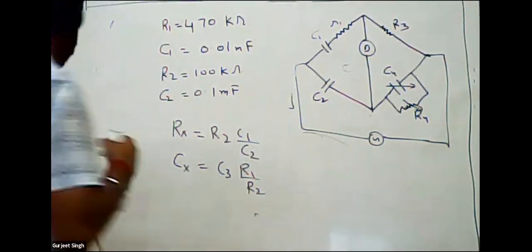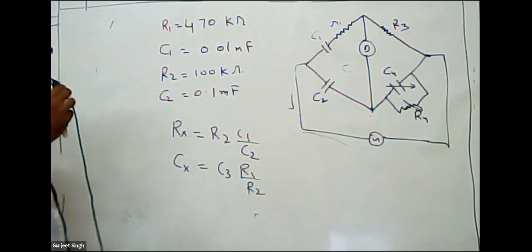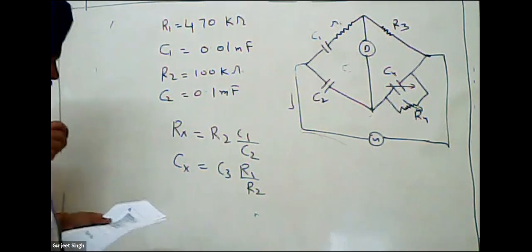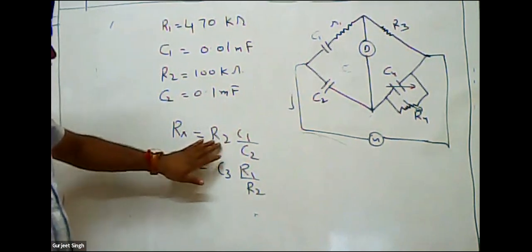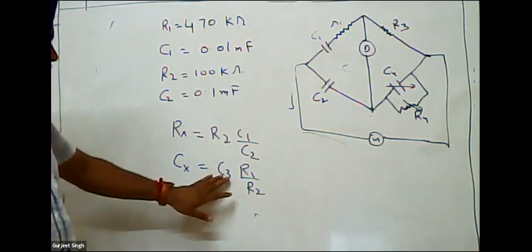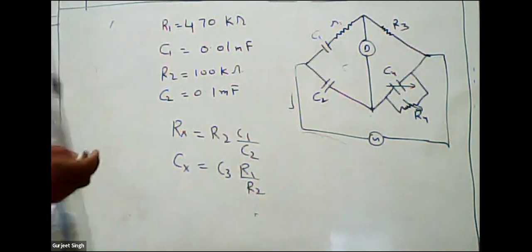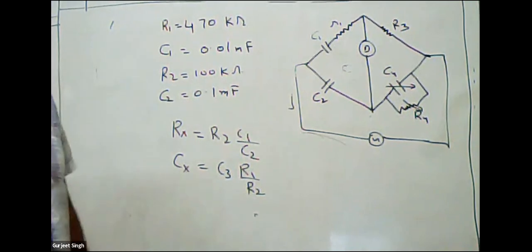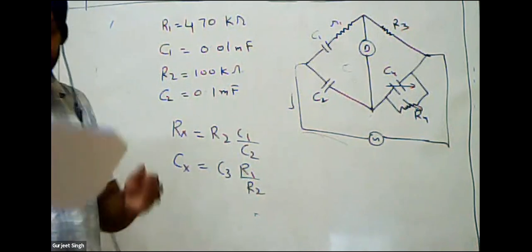Okay, students, these values are known to us. R1 value is known, C1 value is known, R2 value is known, C2 value is known. We have the formula Rx is equal to R2 C1 by C2, and Cx is equal to C3 R1 by R2. We put these values in this formula, and you will simply find the value of the unknown resistance and the unknown capacitance.